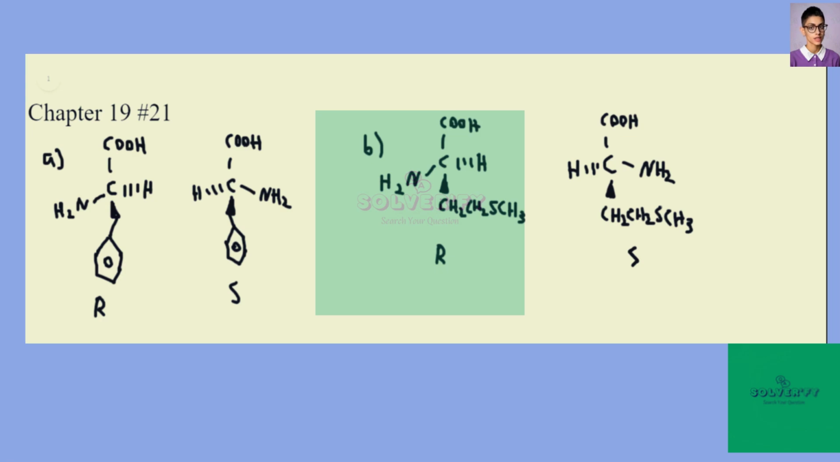Okay, and so again, the way to answer this problem, obviously you need to use the table that is on the page before this question to determine what the side chains are. And then you need to know how to assign R and S stereochemistry, which we did in a much earlier chapter. And then just draw these in their two configurations. And that's the answer to Chapter 19, problem number 21.